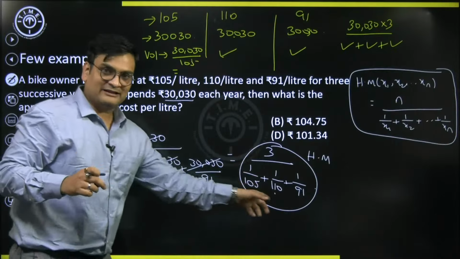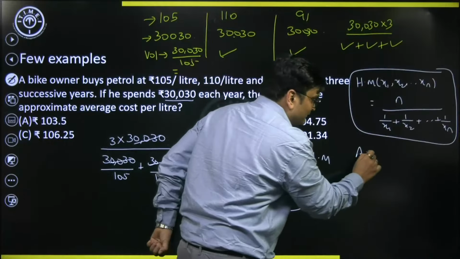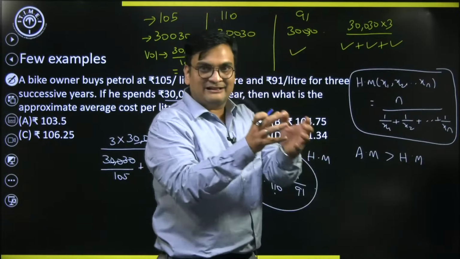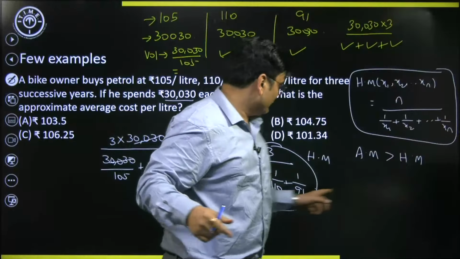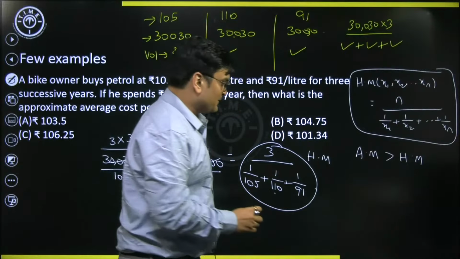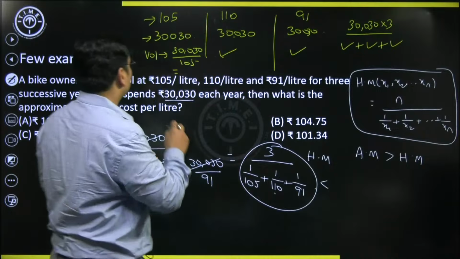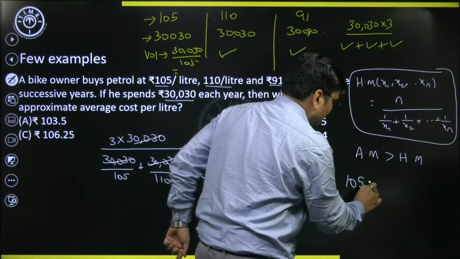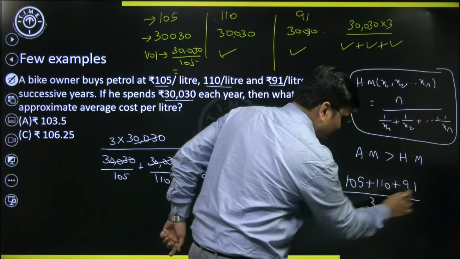Now here, if this is the harmonic mean, we know one more property. What's that property? Arithmetic mean is greater than harmonic mean. For 3 distinct numbers, arithmetic mean is always greater than harmonic mean. I don't know what this expression is, but it will definitely be less than the arithmetic mean. Now can I say, what is the arithmetic mean of these 3? It's nothing but the sum of the 3 numbers by 3. So this will give us what?